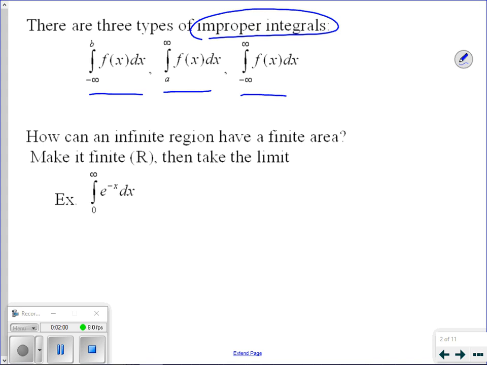Let's look at this example, for instance. How can an infinite region have a finite area? Well, make it finite, and then take the limit. So that's the strategy here. And let's see exactly how that works.